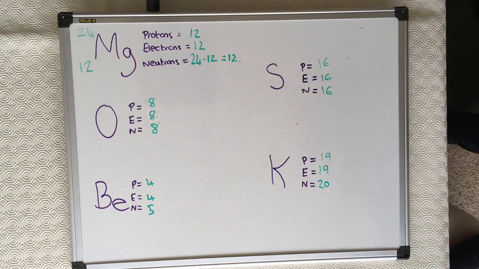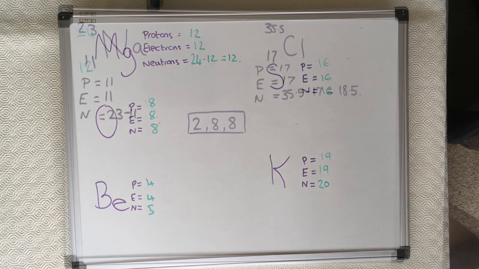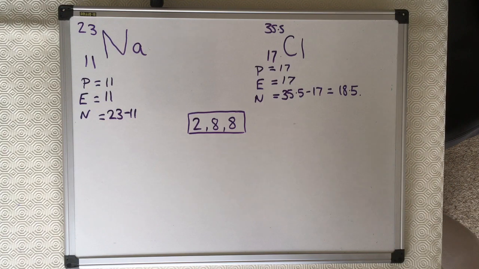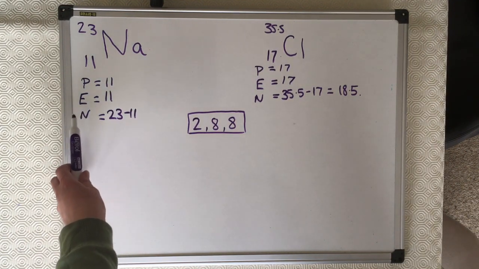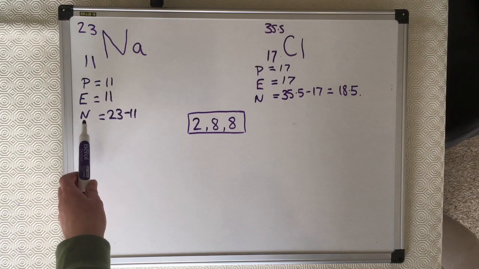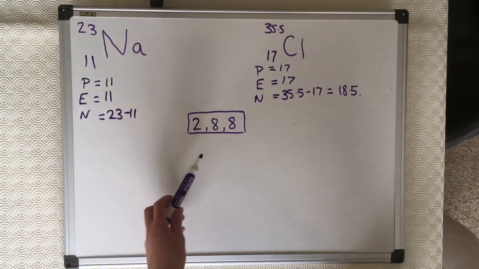You might want to pause the video again just so you can mark the answers that I've now added to this whiteboard. So now that you've had a go at trying them and you've marked your answers for calculating protons, electrons and neutrons, we should be pretty confident with that. So we're going to move on to drawing atoms.